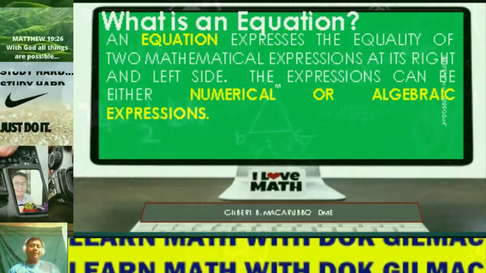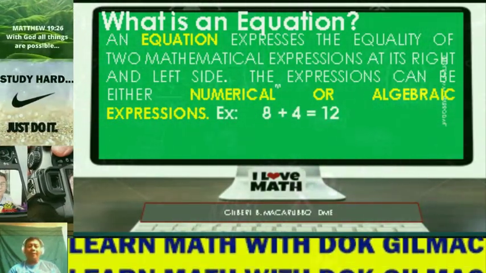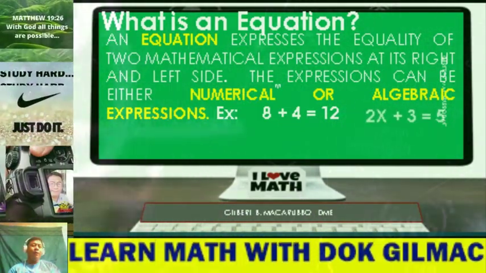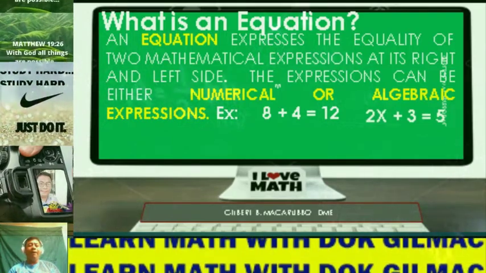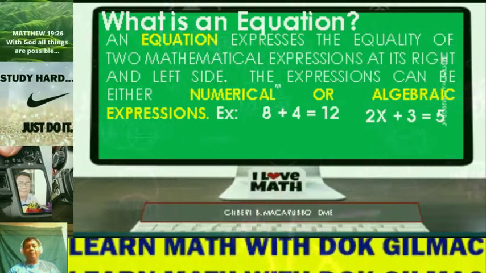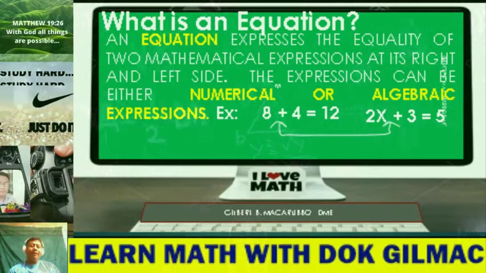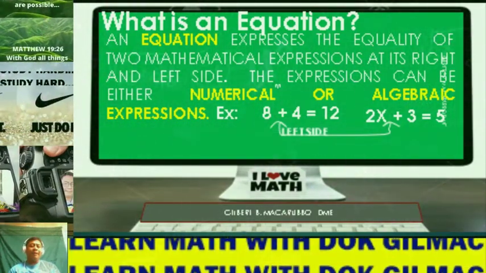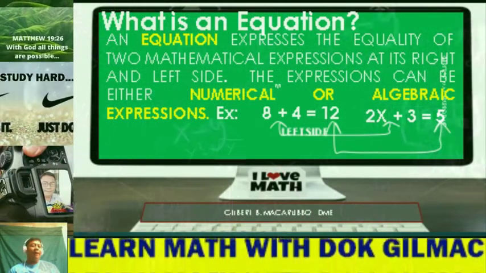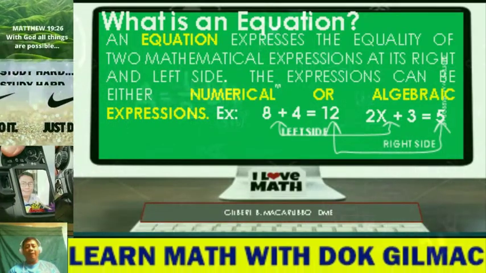For instance, we have here 8 plus 4 equals 12. This is an example of numerical expression. And 2x plus 3 equals 5 is an example of an algebraic expression. 8 plus 4 and 2x plus 3 is simply the left side of the equation. 12 and 5 is simply the right side of the equation.